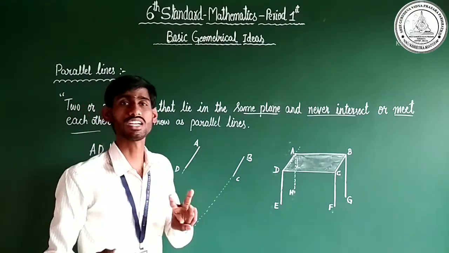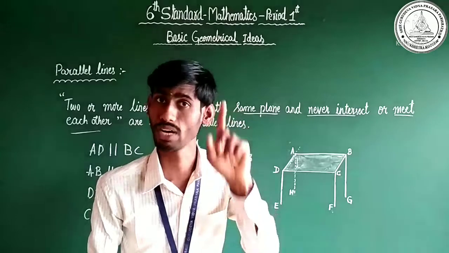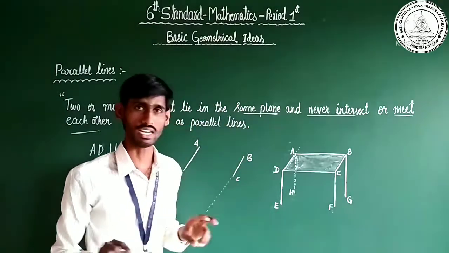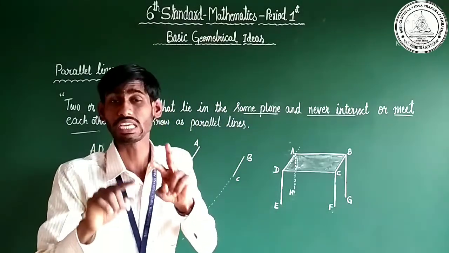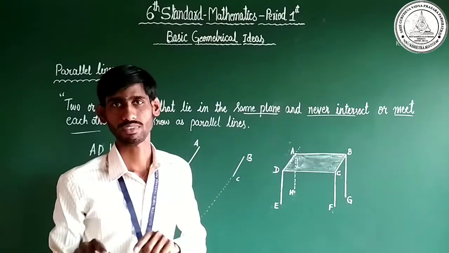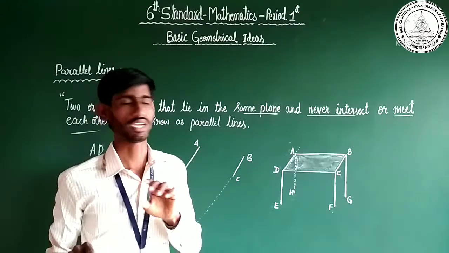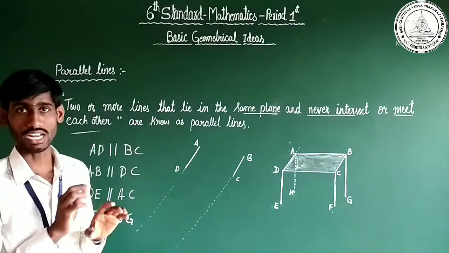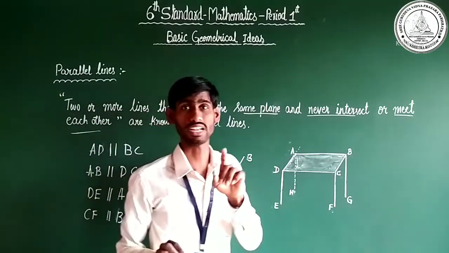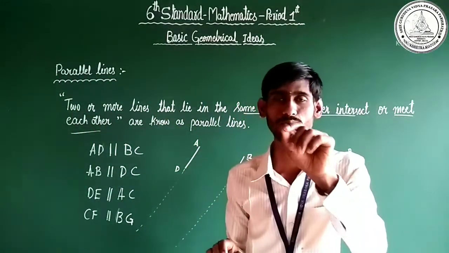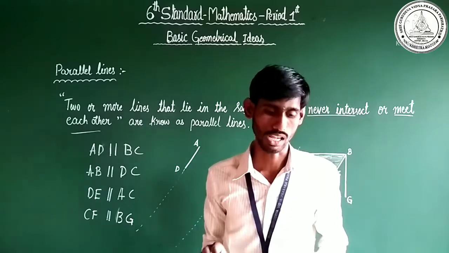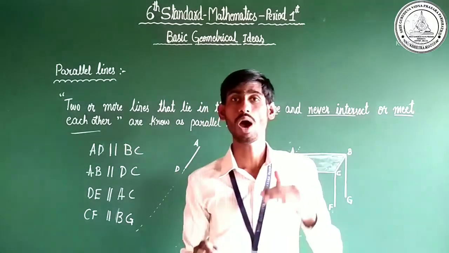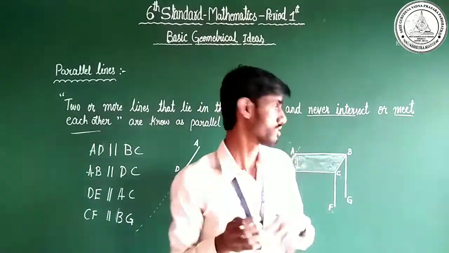Parallel lines don't meet each other, but intersecting lines meet each other in a single point, in a single plane. Examples of parallel lines are a railway track. The railway track is an example of parallel lines, and also see the scale, the opposite edges of the scale. Just imagine.